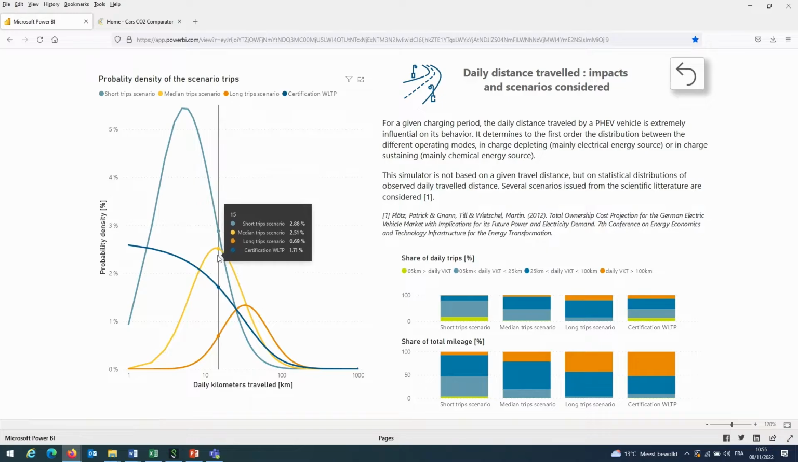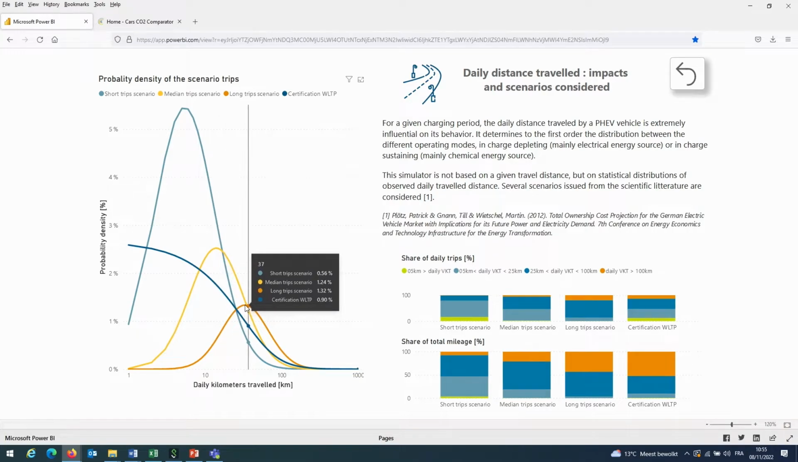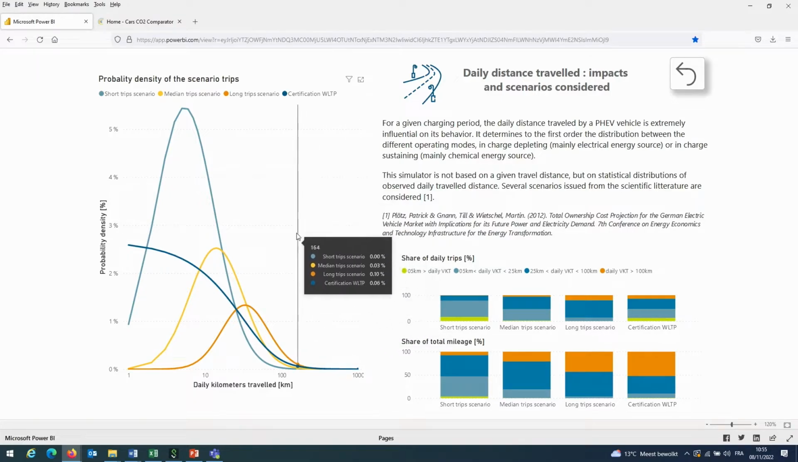But we also generated 2 other profiles, a profile for driving shorter distance and a profile for driving longer distance. And you can see here, according to the daily distance, so less than 5 kilometers, between 5 and 25, between 25 and 100 kilometers, and more than 100 kilometers, then when you select a scenario with longer trips, the share of very long trips increases. So it is just a way to recognize what is your driving profile and which one you should select.